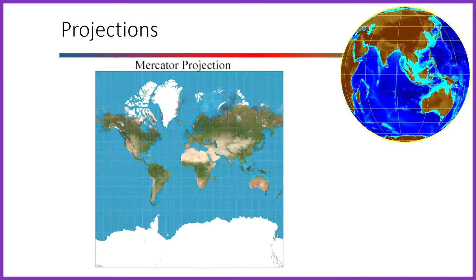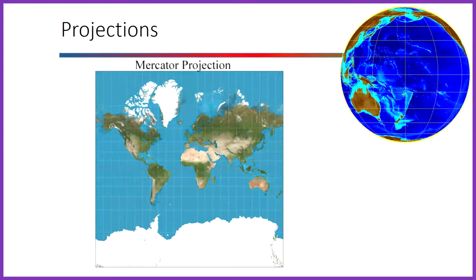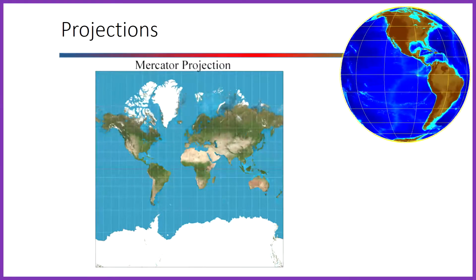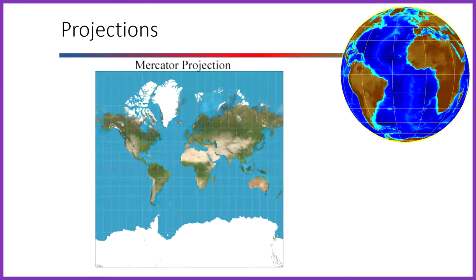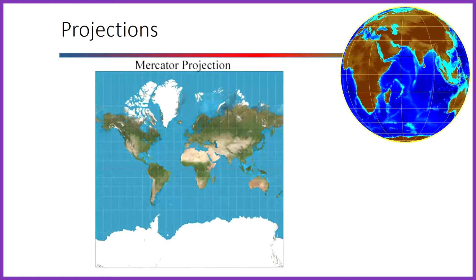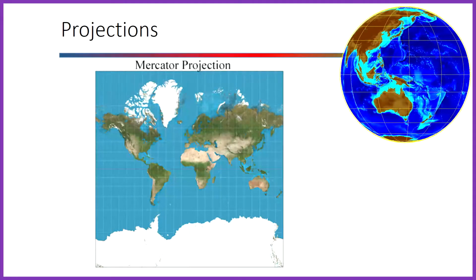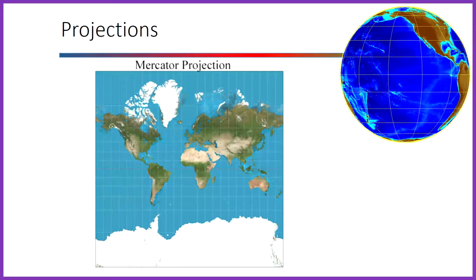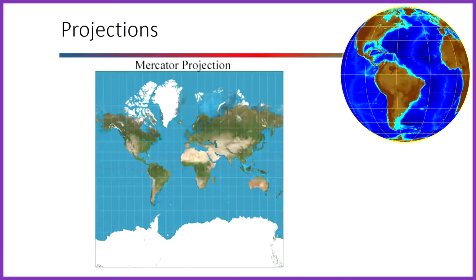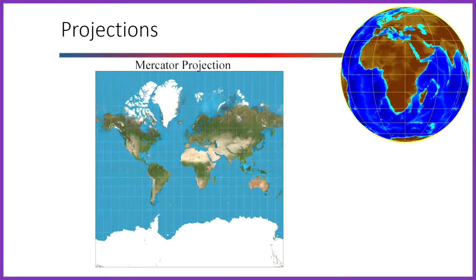It stretches polar regions and makes them look much larger than they should be. For instance, compare the sizes of Greenland and Australia. On a Mercator projection, Greenland looks like it is much larger than Australia, when in reality Australia is more than 3 times larger than Greenland.